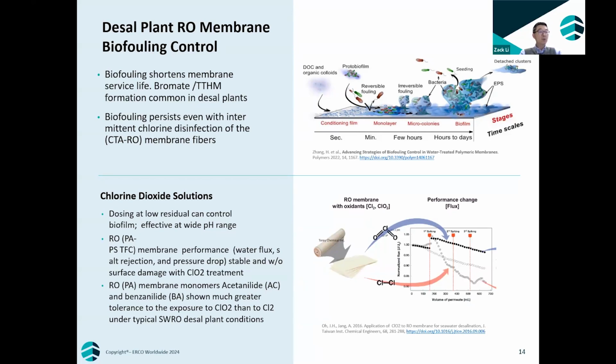CIP, however, reduces the active life of the RO membrane and consumes up to 50% of desal plant operational costs. To prevent biofouling issues, chlorination is often used in the pre-treatment process to disinfect the feed seawater to reduce biofilm formation.